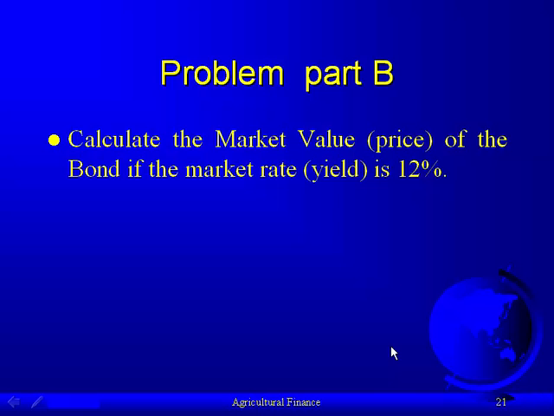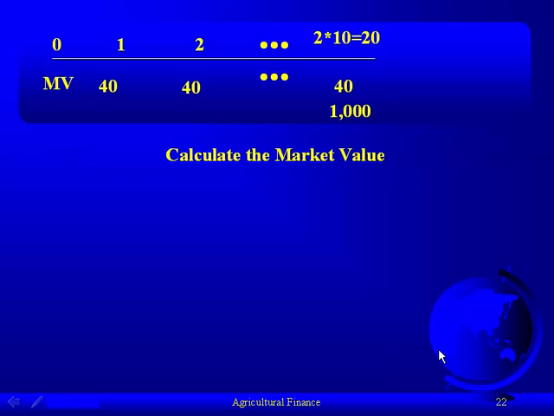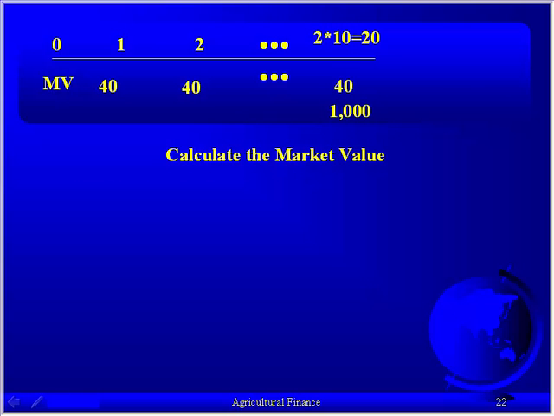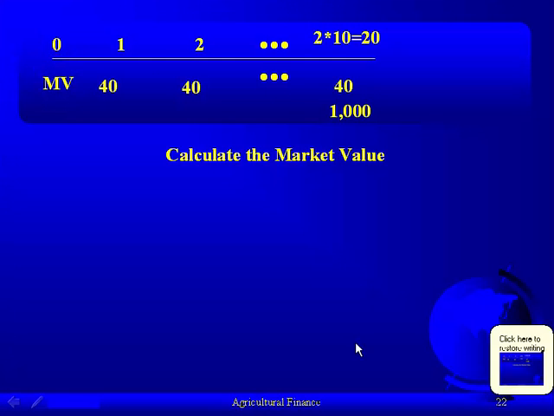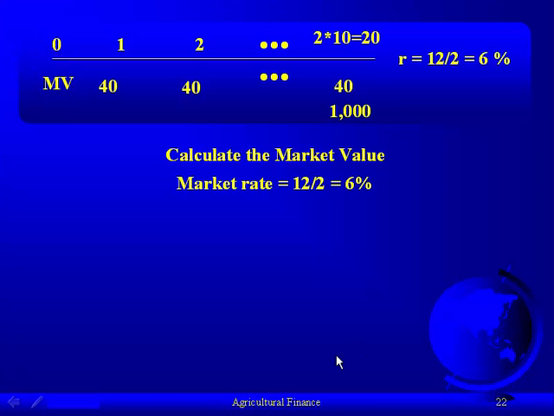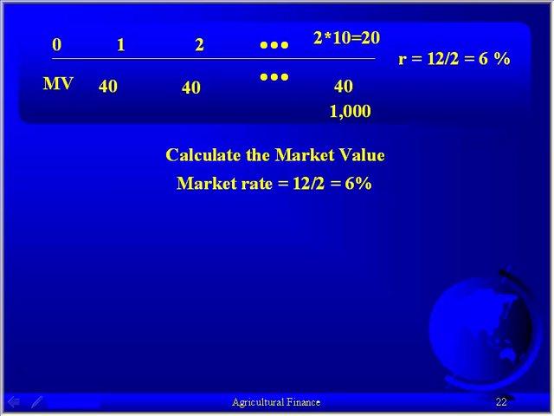Okay, the next problem, let's calculate the market value or the price of the bond if the market rate or its yield is 12%. Again, the timeline looks the same, but notice in this case we are looking for the market value. And the definition of market value is the present value of the remaining payments discounted at the market rate. In this case, we take the market rate of 12%, which is annual, and divide it by 2 because this is a semi-annual rate, and we get a semi-annual rate of 6%.